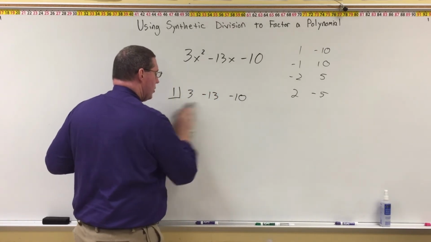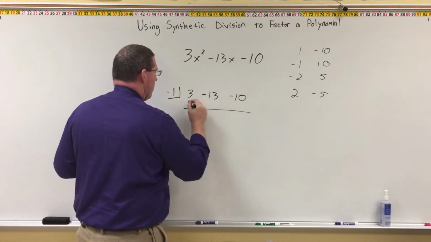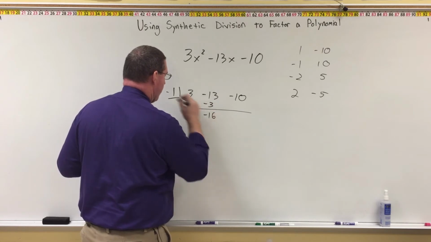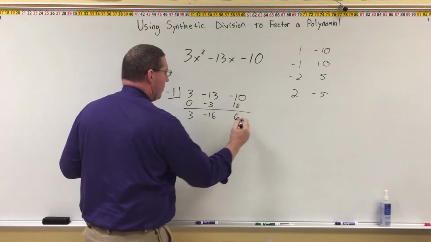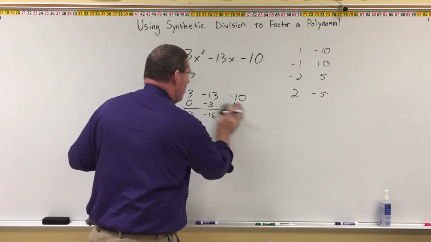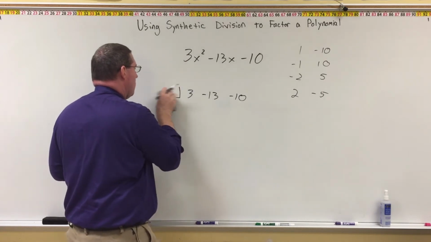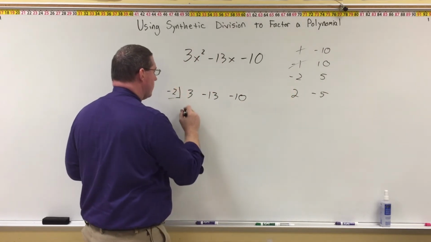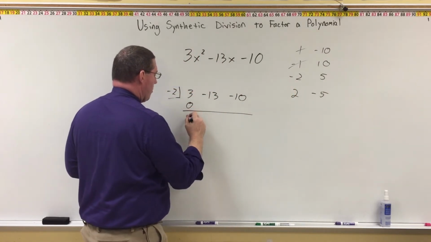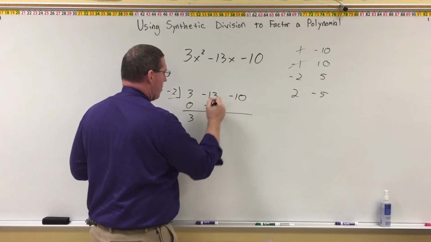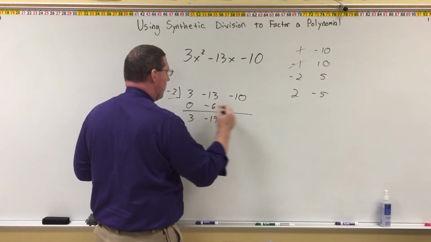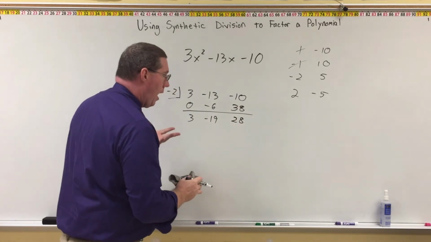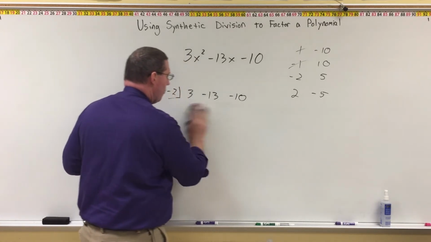Okay? Well, then let's try negative 1. 0, 3 plus 0 is 3, times negative 1 is negative 3, minus 13 is negative 16, times negative 1 is 16, minus 10 giving us 6, not a remainder of 0. Therefore, negative 1 is also out. So that's not a factor, that's not a factor. Let's try negative 2. 3, 0, 3 plus 0 is 3, times negative 2 is negative 6, minus 13 is negative 19, times negative 2 is 38, minus 10 is 28, not a remainder of 0, therefore negative 2 is not one of the factors.